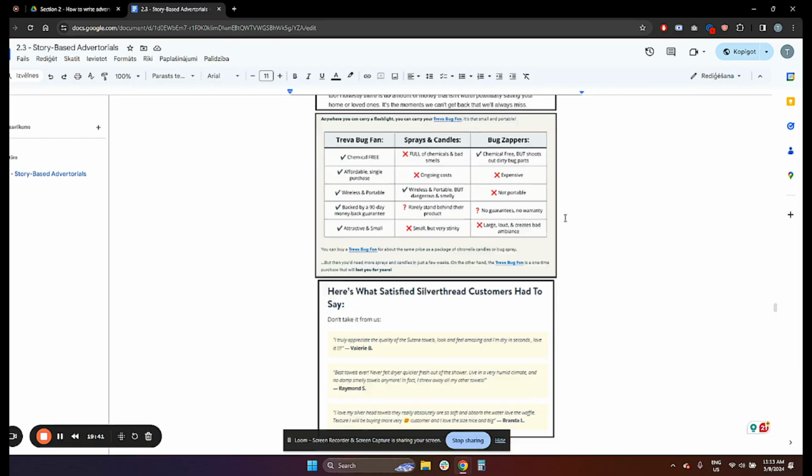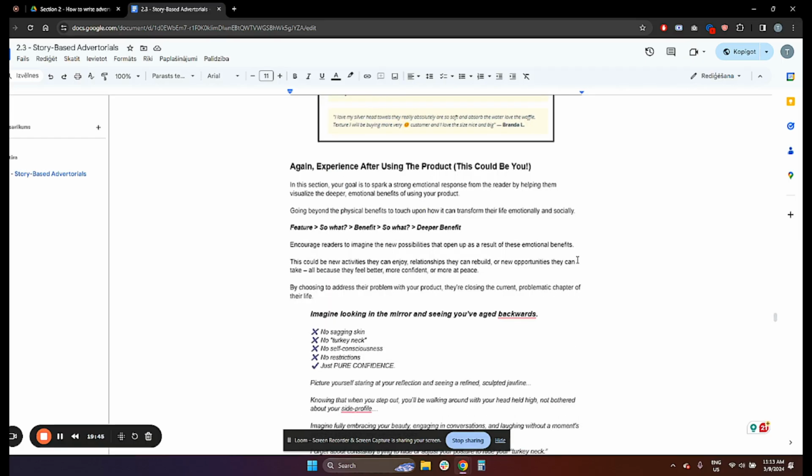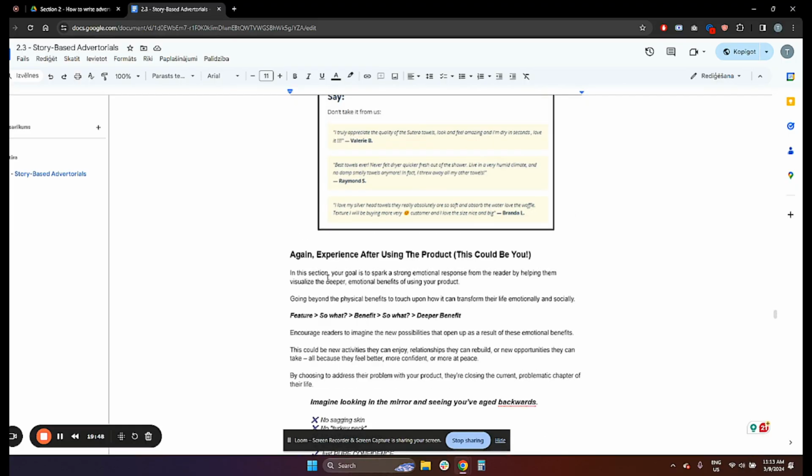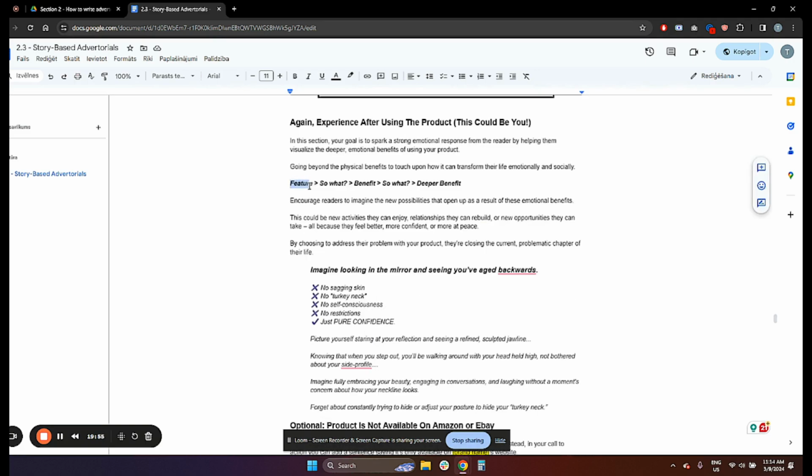And yeah, after the social proof, for your call to action, you can again remind of how much better life is now after the product is sold. Go into much deeper benefits. So look at the feature, ask, so what? What's the benefit? Like, I relieve my back pain. And then you ask, so what? And then the deeper benefit: so I can finally walk for a longer period of time without the need of sitting down.